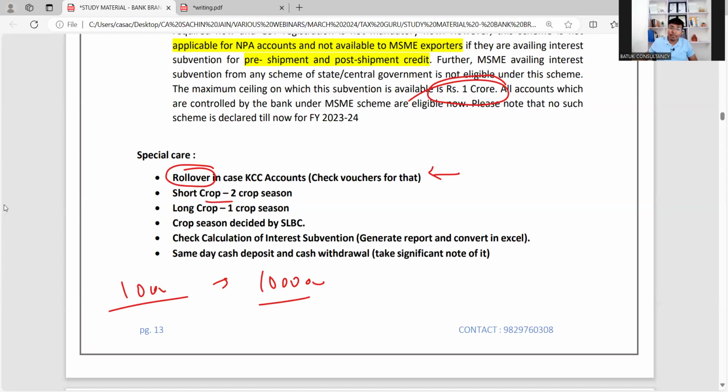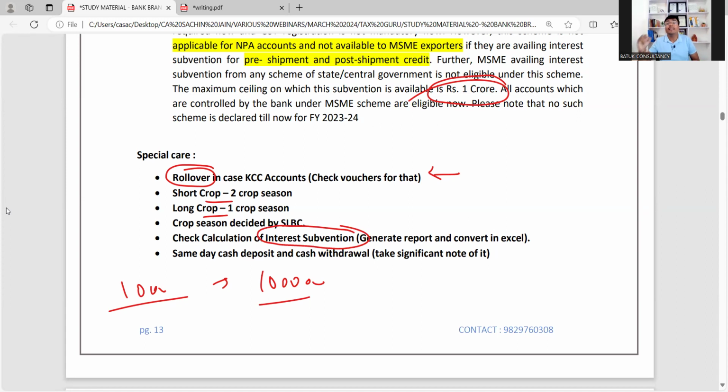In case of short crop, in case of long crop, I have provided the complete example for the short crop and long crop for your understanding. And the crop season will be based on the guideline of the SLBC, which is specifically dependent on the state. So you just need to download the guideline of the SLBC. The complete crop wise details will be available in that guideline. Check the calculation of the interest subvention.